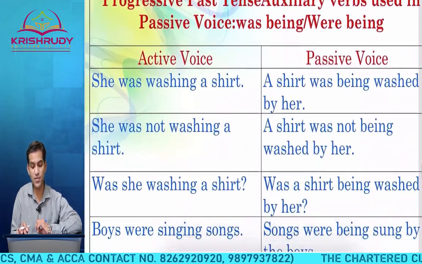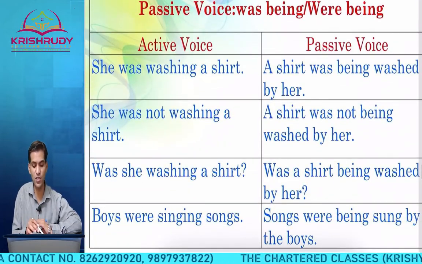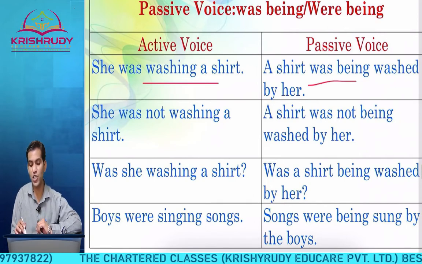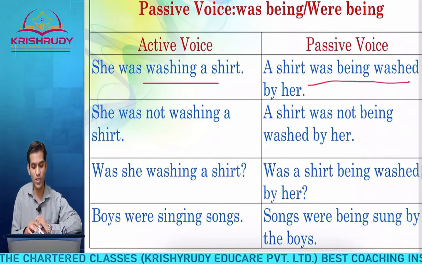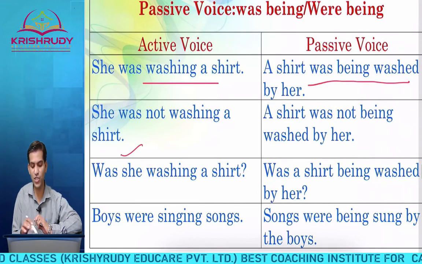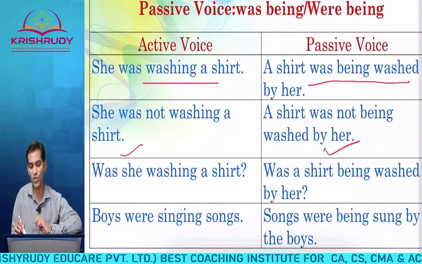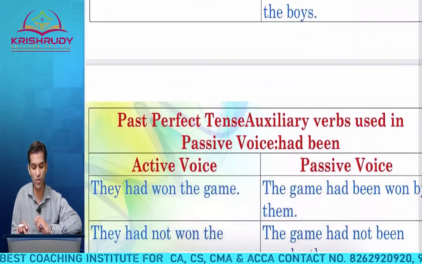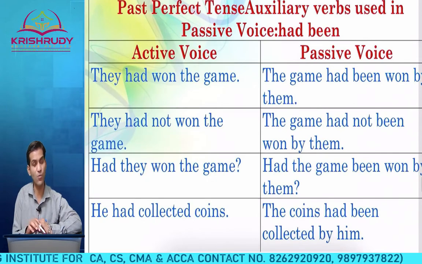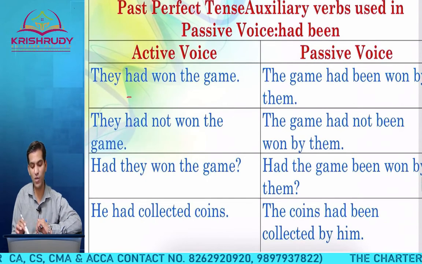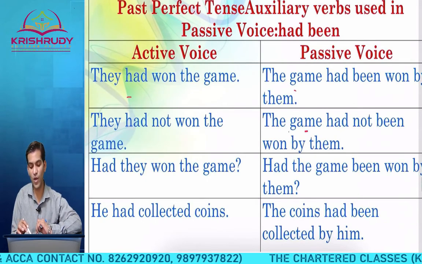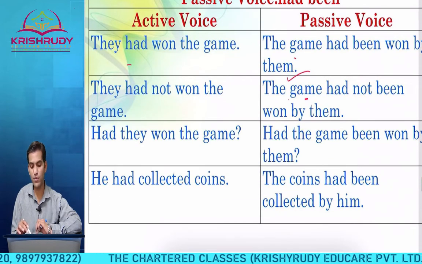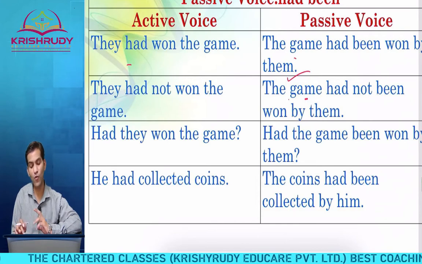Progressive past tense means past continuous tense. You can see here, she was washing a shirt; a shirt was being washed by her. She was not washing a shirt; a shirt was not being washed by her. Was she washing a shirt? Was a shirt being washed? Past perfect, important. They had won the game; the game had been won by them, right? They had not won the game; the game had not been won by them.